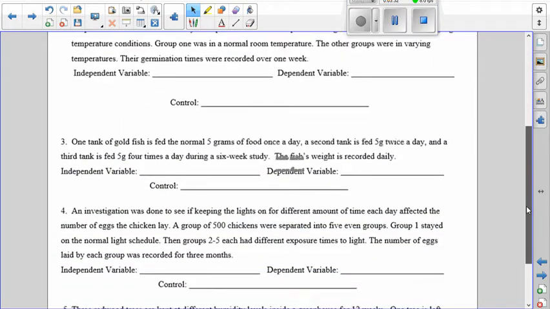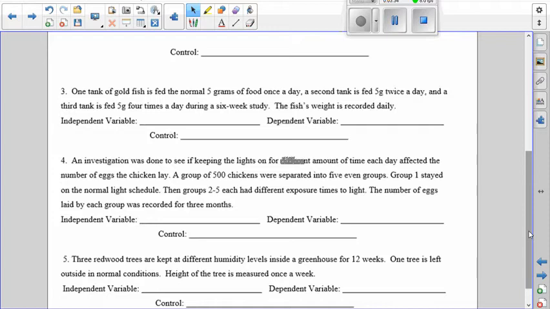Let's see. How about the fish food one? So number 3. A tank of goldfish is fed the normal 5 grams of food once a day. So again, the moment I see the word normal right here, that's catching my attention. Yes, ma'am? It's a control variable. Oh yeah, it definitely is. Yep, I got that in my head. The moment I see normal, I'm ready for it. A second tank is fed 5 grams twice a day, and a third is fed 5 grams 4 times a day during a 6-week study. The fish's weight is recorded daily. So yep, I agree with Trinity right there. The moment I see normal, I'm like, okay, yep. Boom, that's for sure my control, the normal.